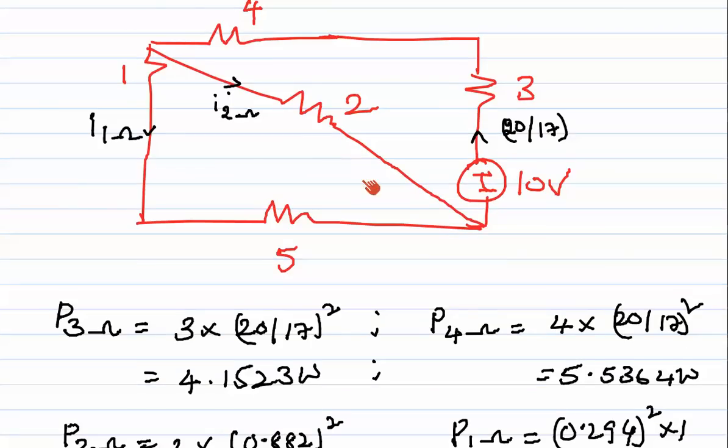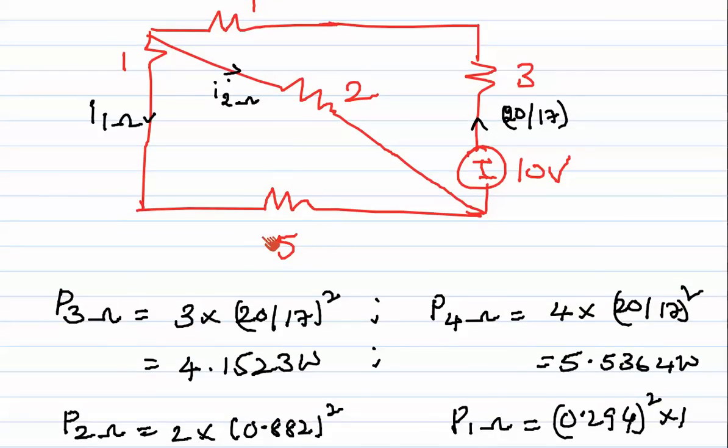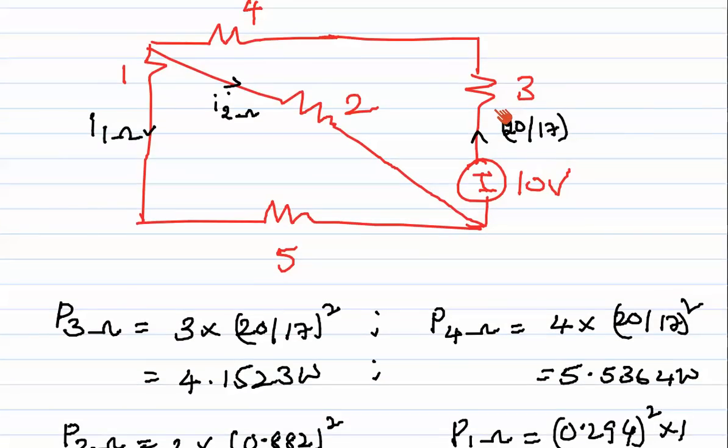Next, I'm going to find each and every element's power here. So P, power of 3 ohms: I square, that is (20 by 17) square, into how much? 3. And P4.